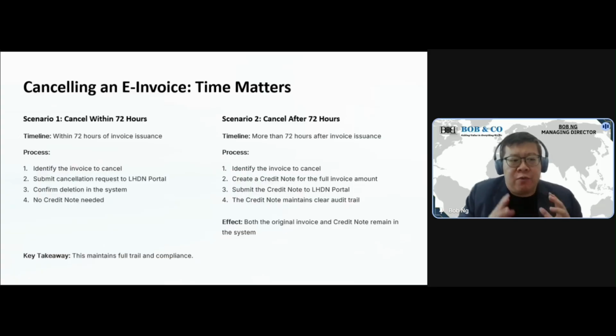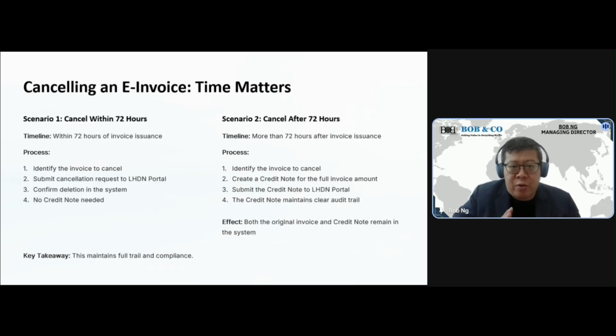The question is, what if you are required to make changes on the invoicing? And when that is required, time actually plays an important part in this topic, right? There are two possible scenarios. First scenario is when you issue an invoice and submit it in the MyInvoice portal and you realize that the details are wrong. You are actually able to cancel the invoice if you do it within 72 hours. First is to identify what to cancel, submit the cancellation request, confirm deletion, and then you don't need to create any credit note, and life goes back to normal.